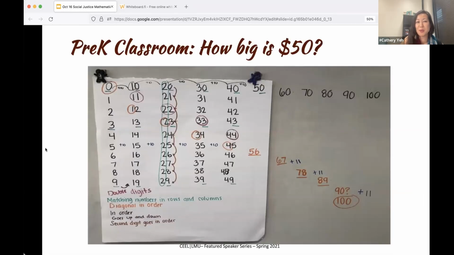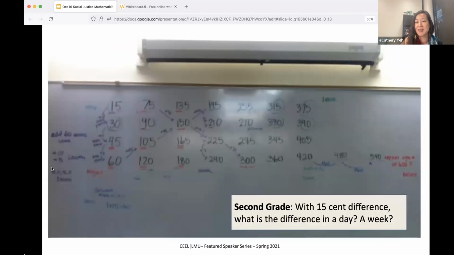Here's an example of a choral count in a pre-K classroom where the question was, rent was around $50 a month. How big is 50 for a pre-K classroom? Look at how they engaged in a choral count, and they looked at patterns between the count to help them understand numbers and number relationships and patterns. So building off Gloria's question.